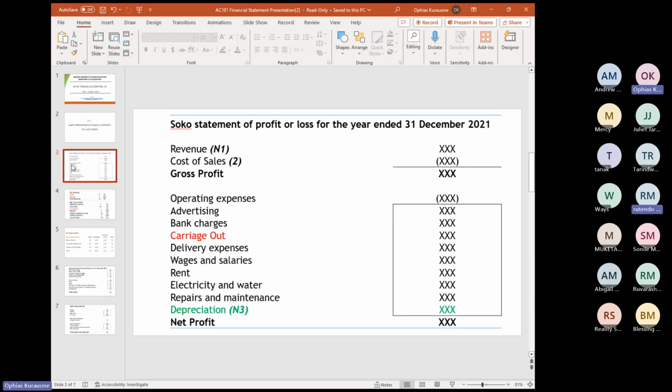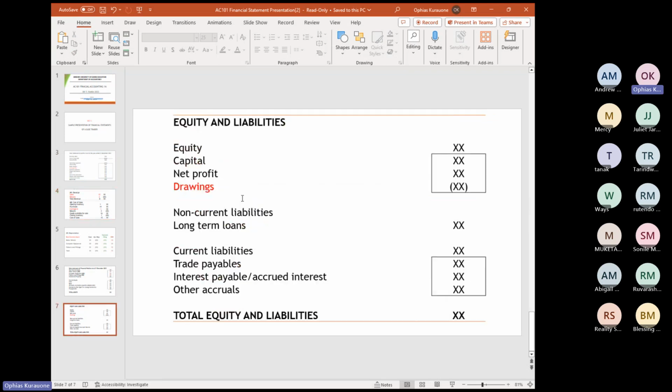So when you come to the main format here, there was operating expenses: advertising, sometimes given, bank charges, garage outwards, delivery expenses, wages and salaries, rent, electricity and water, repairs and maintenance. These are expenses which we incur. So before we go to the next slides, I want to give the opportunity to the floor.